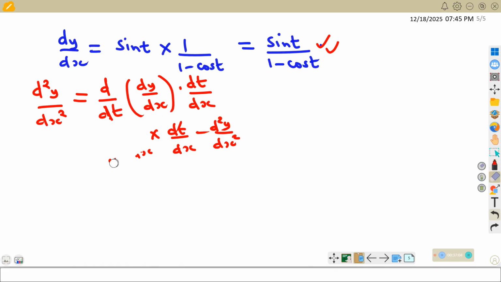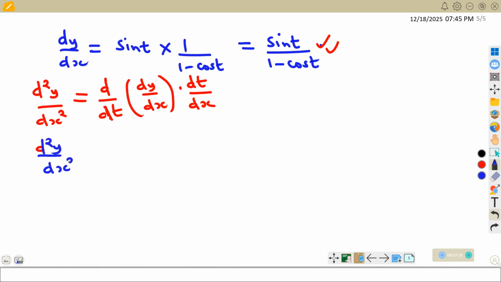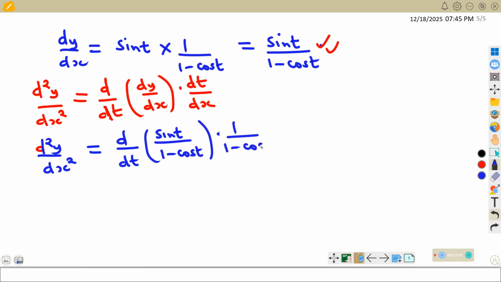So when you reach here, don't simply differentiate with respect to x, because the expression you have for dy/dx is in terms of t. So differentiate with respect to the variable you have, but don't forget to multiply by dt/dx. So let us look at d²y/dx². It will be the same as differentiating with respect to t, sin t over 1 minus cos t, but we shall multiply this by dt/dx, which is 1 upon 1 minus cos t.